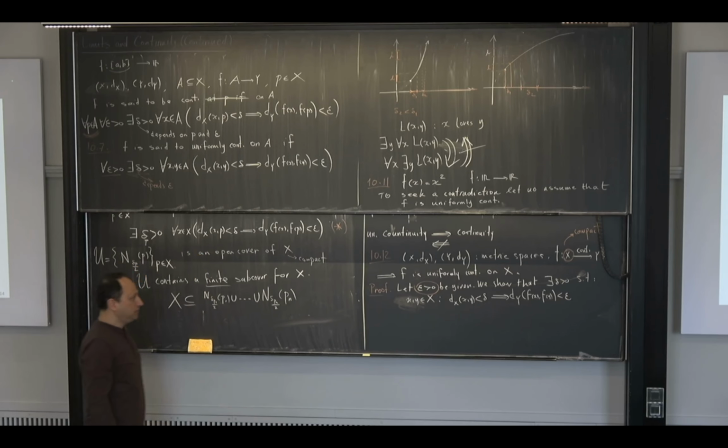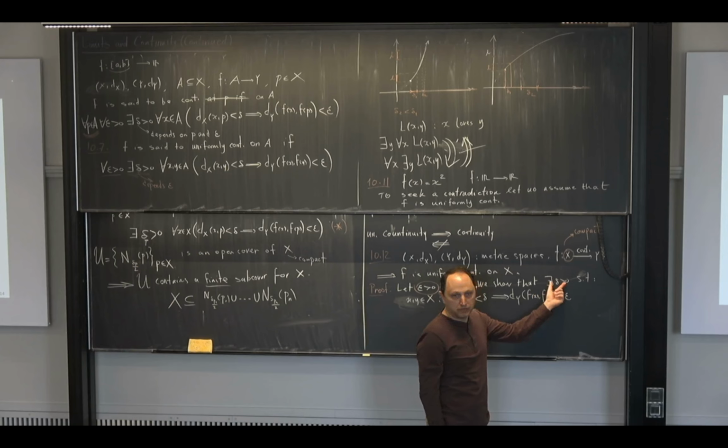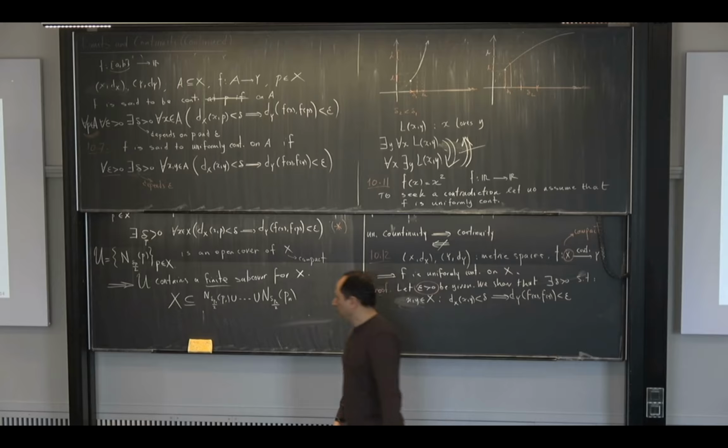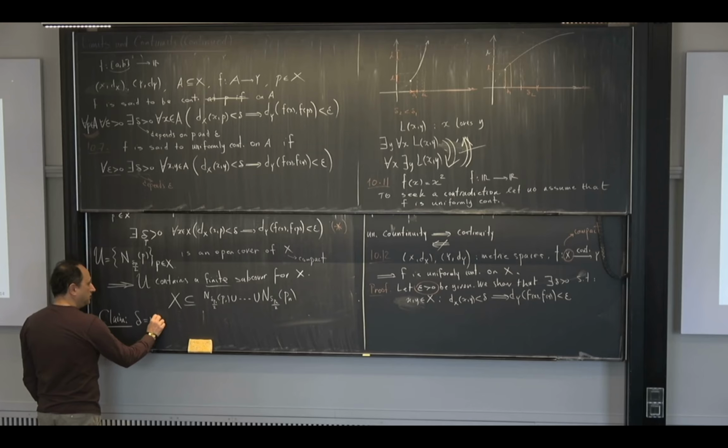Now, do you remember what the person is waiting for from me? The person is waiting for me to give a delta for him. So now I have my big claim. Yes? Delta is the minimum of these numbers.